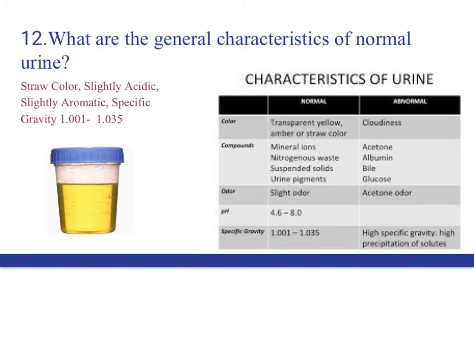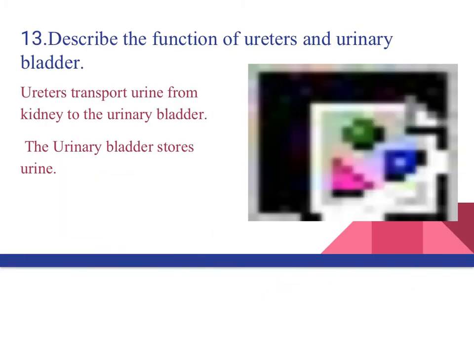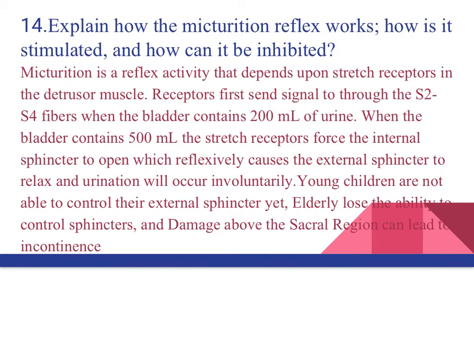The general characteristics of urine are straw-colored, slightly acidic, slightly aromatic. It has a specific gravity greater than 1, and it is typically clear in consistency, as in it is not cloudy. The ureters and the urinary bladder are transporting and storing urine. So the urinary bladder stores, and the ureters transport to the urinary bladder.